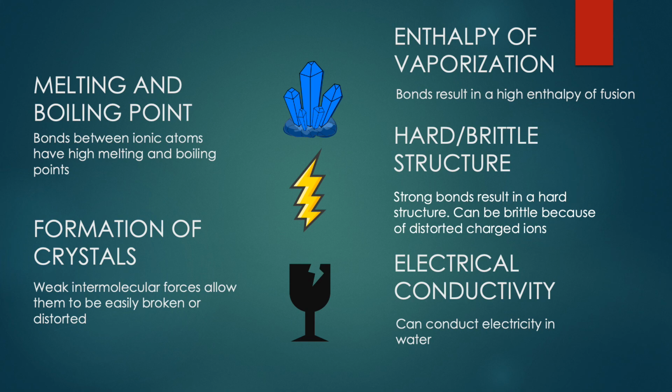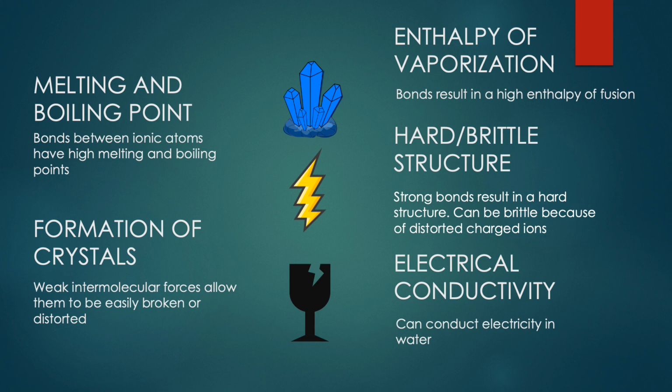Since ionic bonds have high melting and boiling points, their enthalpies of vaporization tend to be 10 to 100 times larger than covalent compounds. Ionic solids are very hard and brittle. Hard due to the strong bonds, and brittle since when distorted, like-charged ions move closer to each other and the strong electrostatic repulsions shatter the crystal.